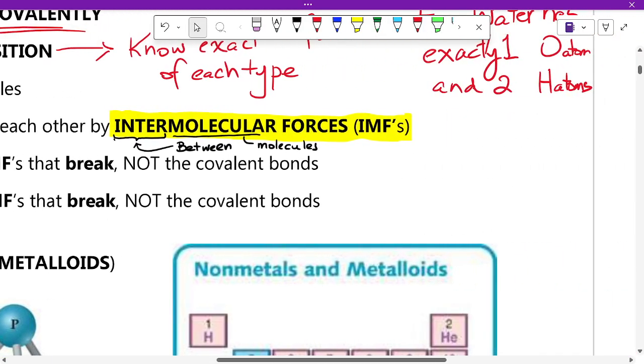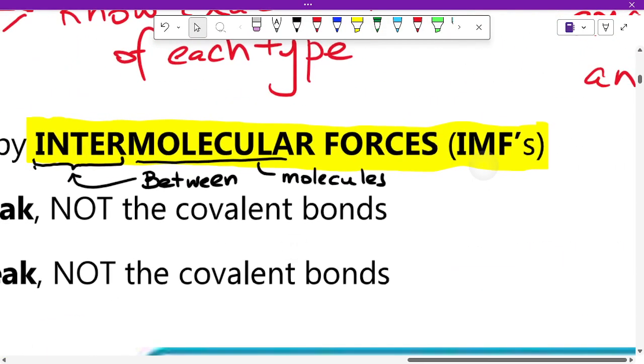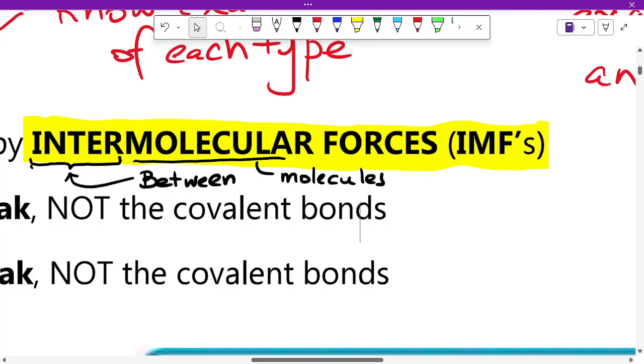Now, intermolecular forces is way too long to write out all the time, so we usually just write it as IMFs, because we scientists are lazy people. Okay? And I think that is a good place to leave it for today. Your homework is to study for your quiz.